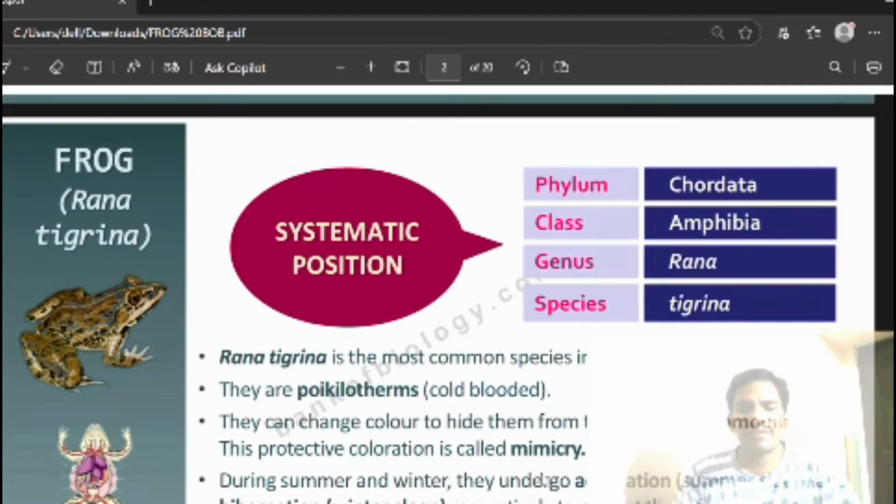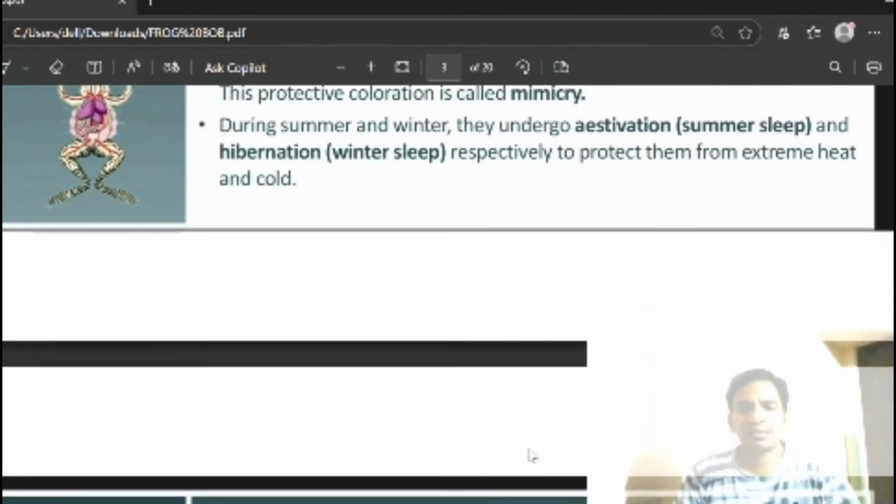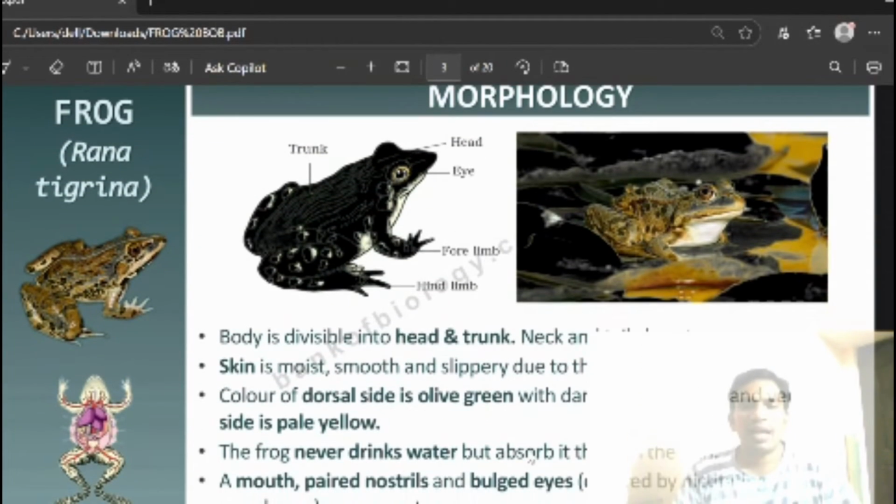Now first you're going to learn about the morphology of frog. See here, the body is divisible into the head region and trunk. These are the two. There is no tail. Tail is absent in the adult frog. Neck is also absent here. Skin is moist and smooth. It is slippery in nature because of the presence of mucus glands.